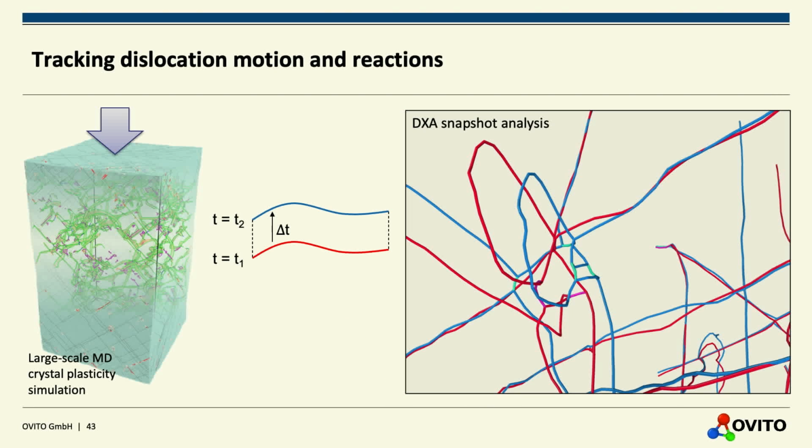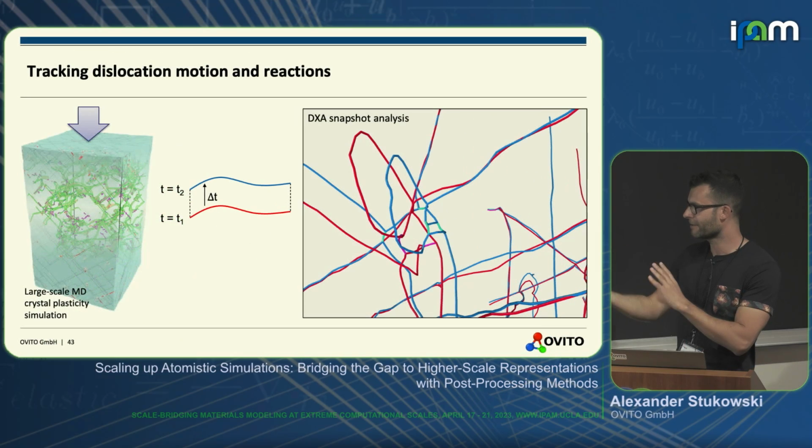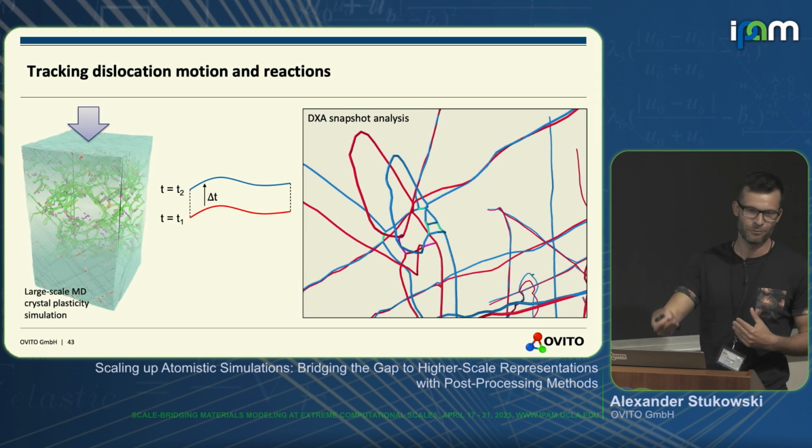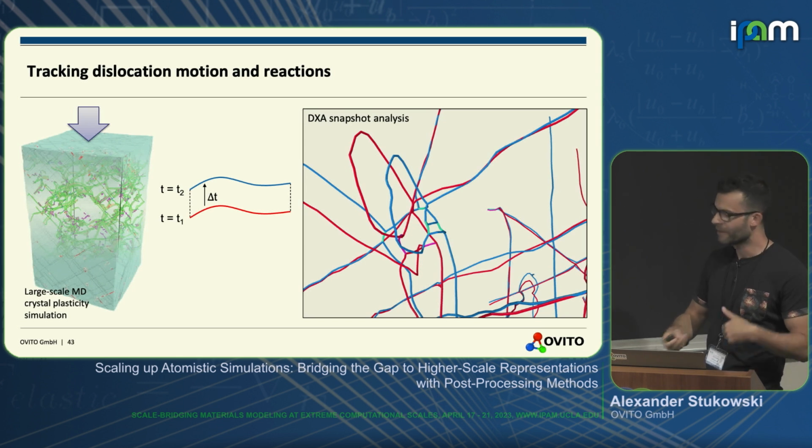And with a few minutes left, let's go back to dislocations again. Here we have a similar problem. DXA can identify dislocation configurations in snapshots of an MD simulation, but it is difficult to connect these successive snapshots in time. I mean, dislocation networks undergo reactions. It's difficult to tell which dislocation moved where and what happened in between.